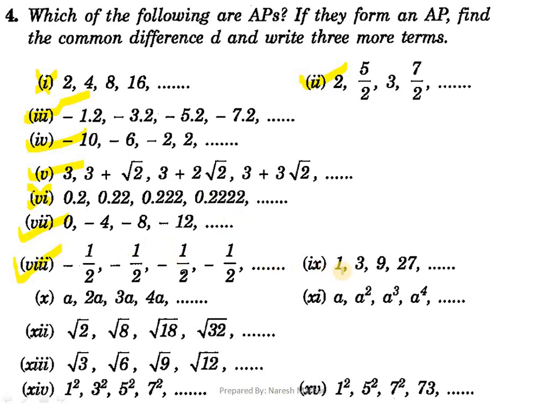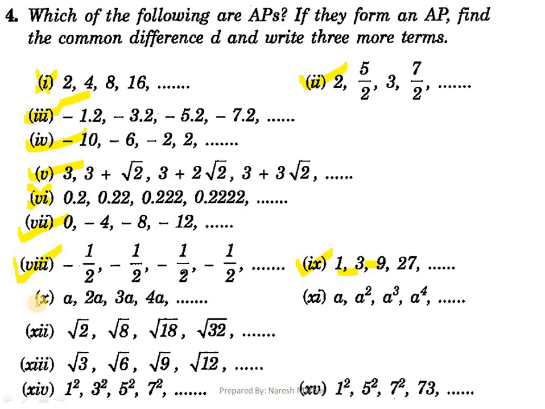In the 9th one, 1, 3, 9, 27. So we can see the difference between 3 and 1 is 2, but the difference between 9 and 3 is 6, and so on. So the difference is not the same, so it will not be an AP.